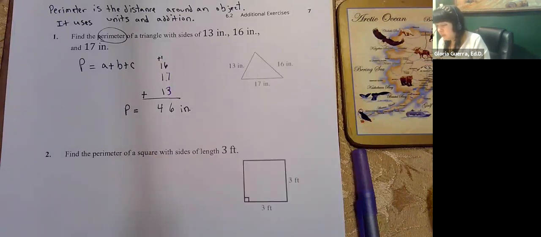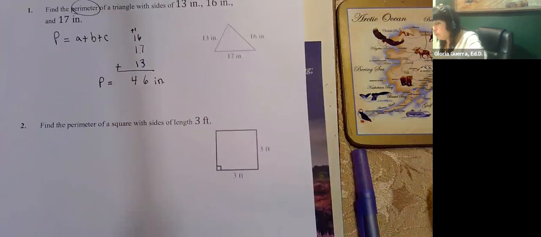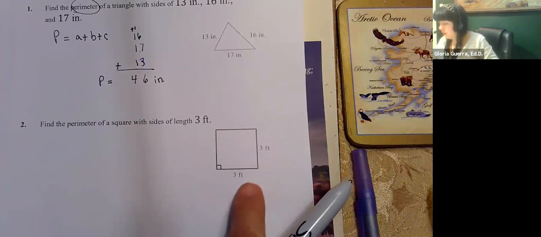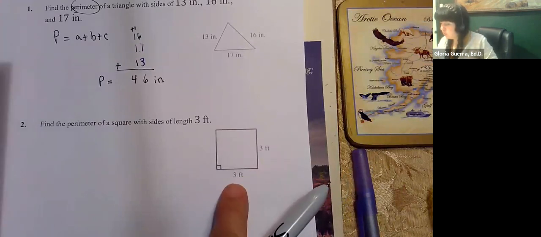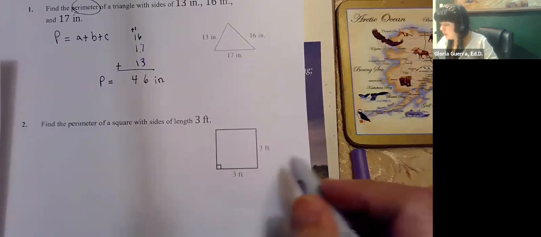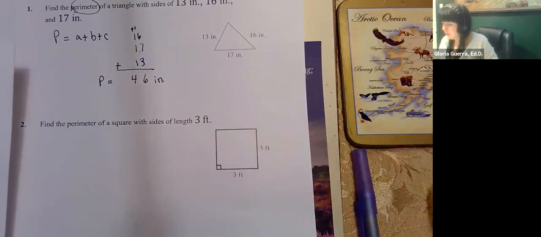Okay, and next we're gonna find the perimeter of a square. And with a square, they didn't have to put that many fives. They could have just, I mean, threes. They could have just put one 3 here. They didn't really need this because a square means all the sides are the same.